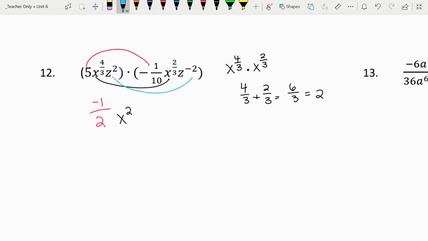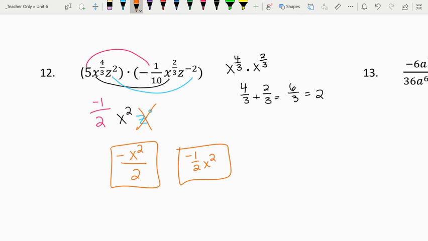Then we have z squared times z to the negative 2, which would give me z to the 0. Now, we do not want to have z to the 0 in our final answer because that is 1. So our final answer, negative 1/2 x squared. And you could write it this way. It's probably how I will write it. Or you could write it negative 1/2 x squared, just like we did. Okay, same exact thing.